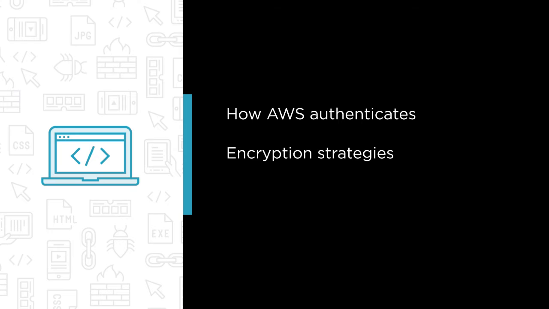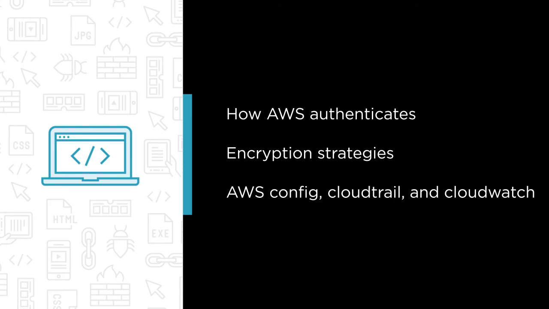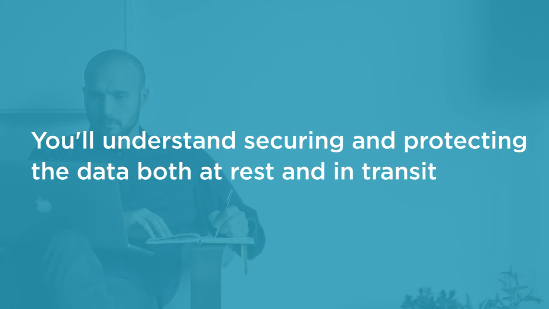You will learn about different encryption strategies provided by AWS in the form of AWS KMS and Cloud HSM, and how AWS uses these strategies in protecting data in core AWS storage services. And finally, you will learn about services like AWS Config, CloudTrail, and CloudWatch that help in applying data governance and compliance controls. By the end of this course, you will get a thorough understanding of securing and protecting the data both at rest and in transit, leveraging some of the core AWS services.